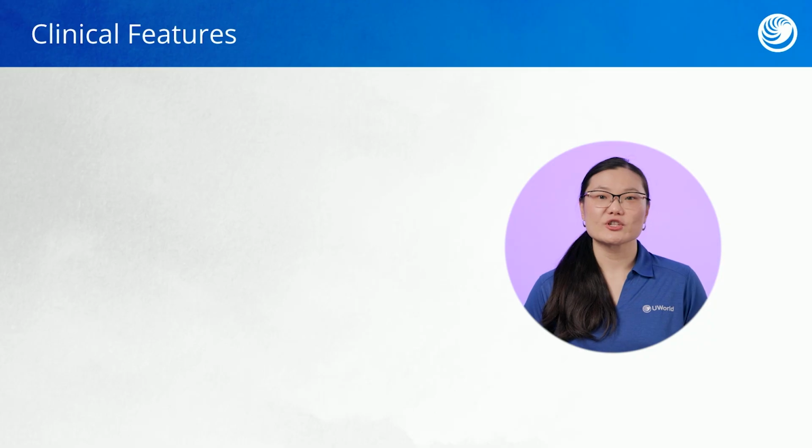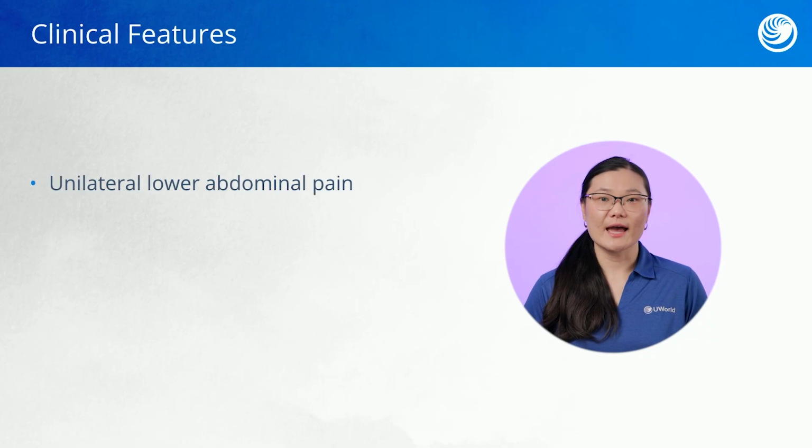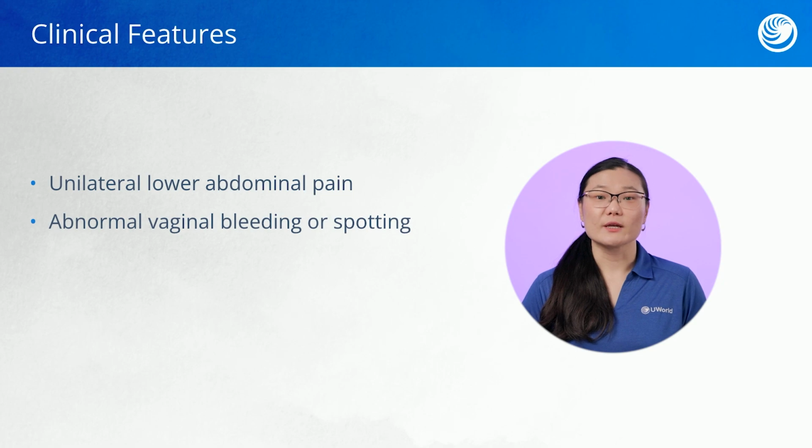This causes stretching of the fallopian tube, which can usually lead to pain in the abdomen on one side because only one fallopian tube is affected, and abnormal vaginal bleeding or spotting because as the pregnancy expands, it causes stretching of the tube and bleeding that leaks into the uterus and out the vagina.